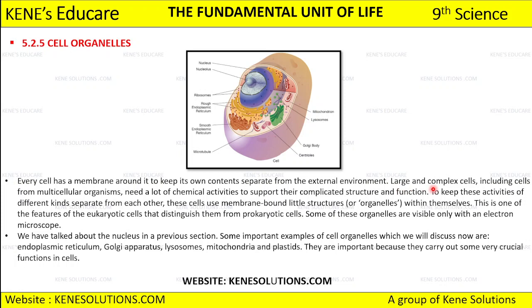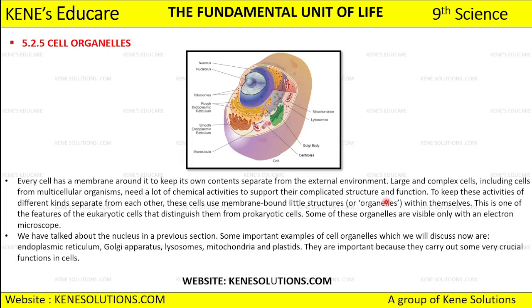Okay. So large and complex cells, including cells from multicellular organisms. Our large and complex cells include all the cells that we get from multicellular organisms as well. All our cells need a lot of chemical activities to support their complicated structure and function. So what do our cells need? They need a lot of chemical activities so that they can support the complicated structure and function of the cell. Okay. So to keep these activities of different kinds separate from each other, the cell uses membrane bound little structures which are called organelles.